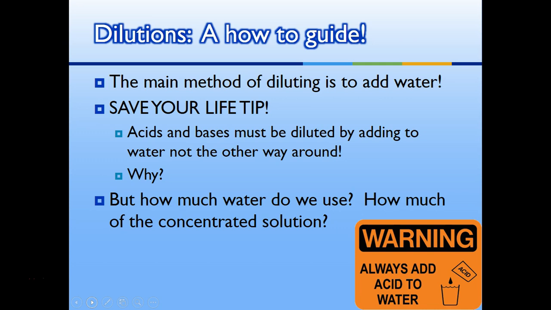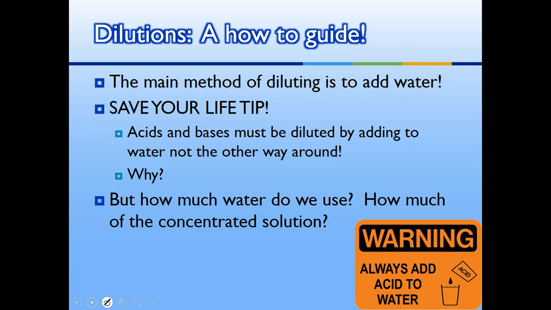Now, when we do acids and bases, this is kind of like a save your life tip, or save your clothing tip if you would prefer to look at it that way. And that's you have to dilute acids and bases by adding them to water, not the other way around. Because if you have the acid and then you add the water to it, you can actually cause the heat to build up and cause it to boil over and splash. The question then is, how do you figure out how much you need to add? Do we just guess, or is there some way to figure it out?